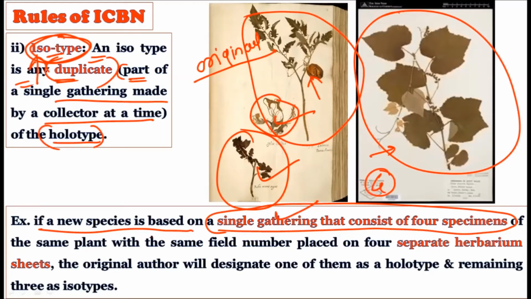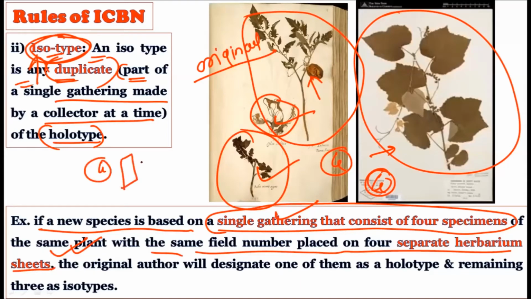You have collected four specimens of the same plant with the same field number, placed on four separate herbarium sheets. So four specimens were collected: the first, the second, the third, and the fourth. All these four specimens, 1, 2, 3, 4, are placed on herbarium sheets, and for all of them we have a common field number. This common field number is placed on these four sheets.